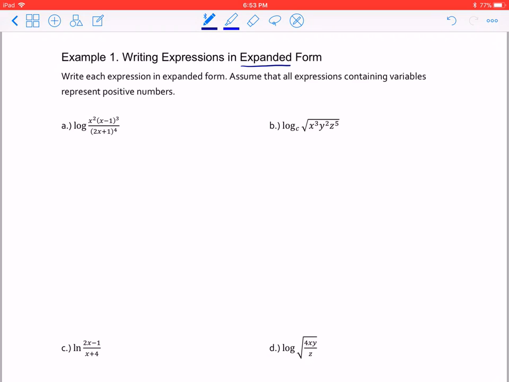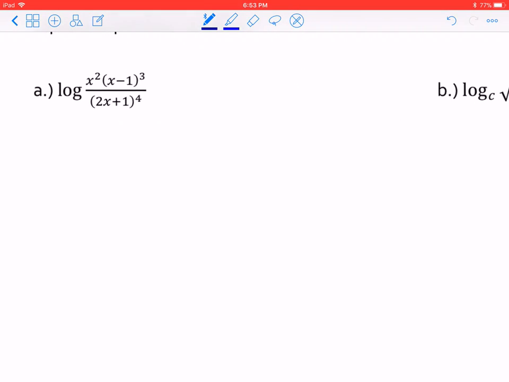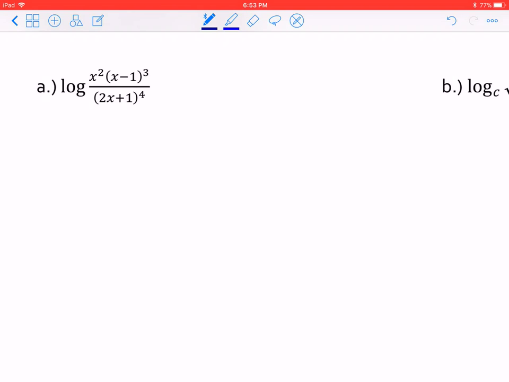Of course, we want to go ahead and expand these as best as we can. So let's go ahead and just look at a few examples to see how things feel. Well, in the first example, let's focus on this one. We have log, and then this whole expression is the input to the logarithm.